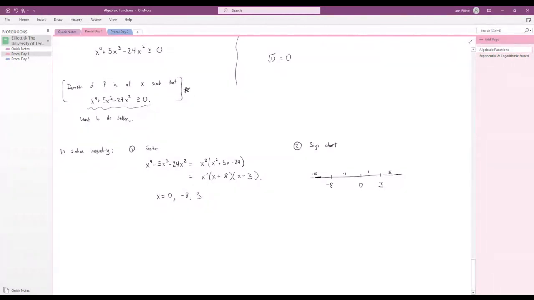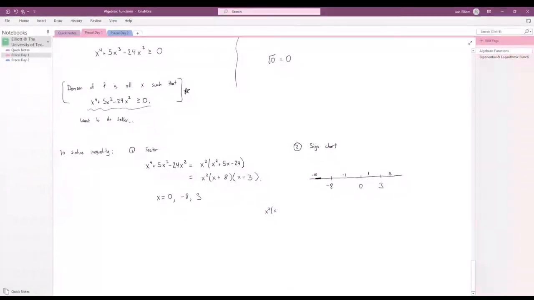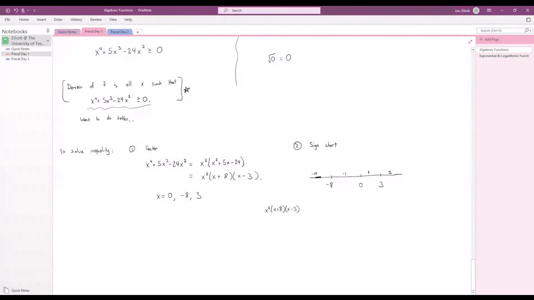So I picked a test point in each of the intervals that we see there, and I'm going to plug each of those test points into my polynomial here. And here, I'm going to write out the factored form of my polynomial. That's going to be easier to work with than the original.